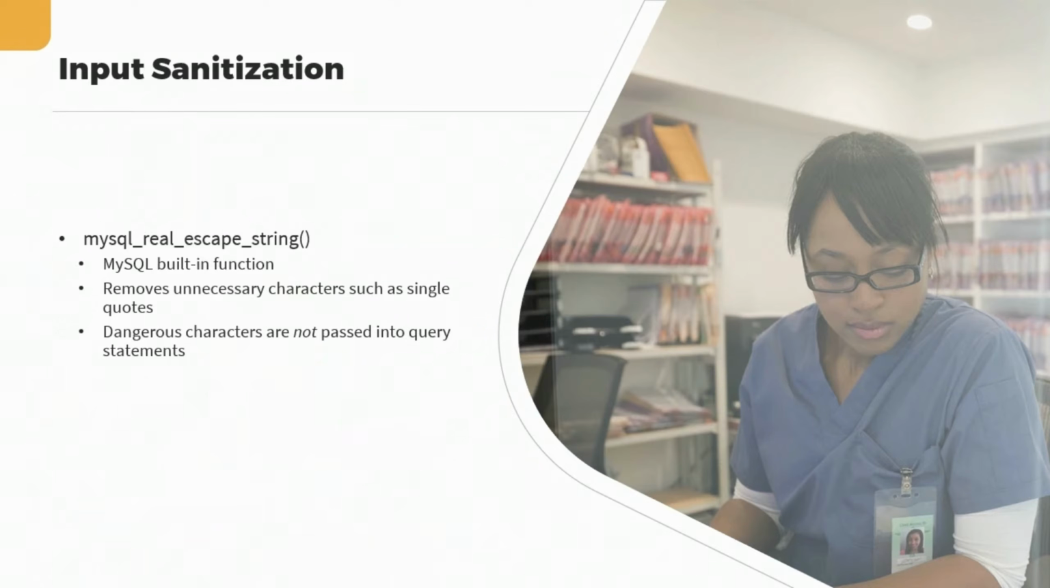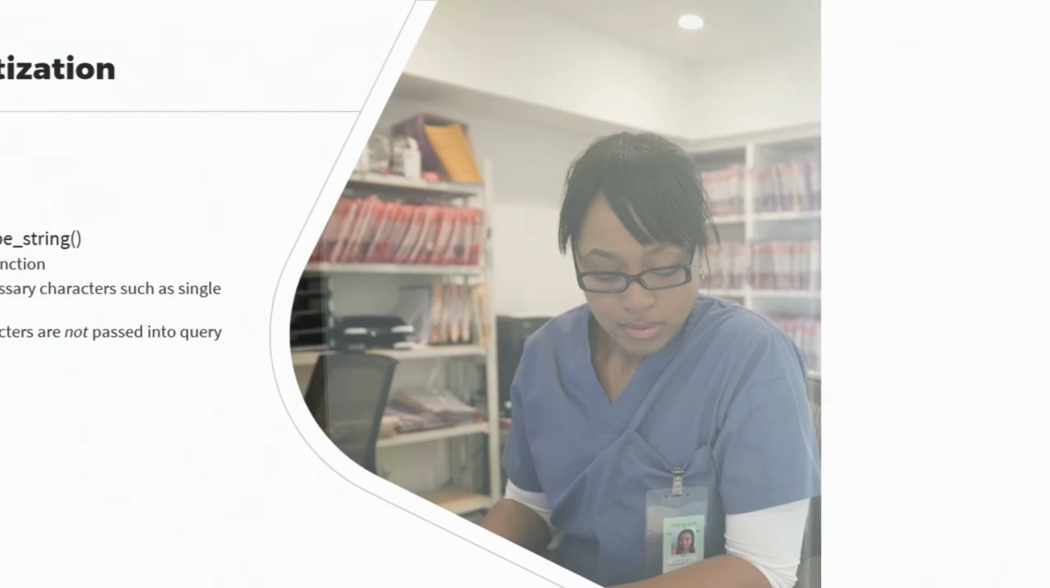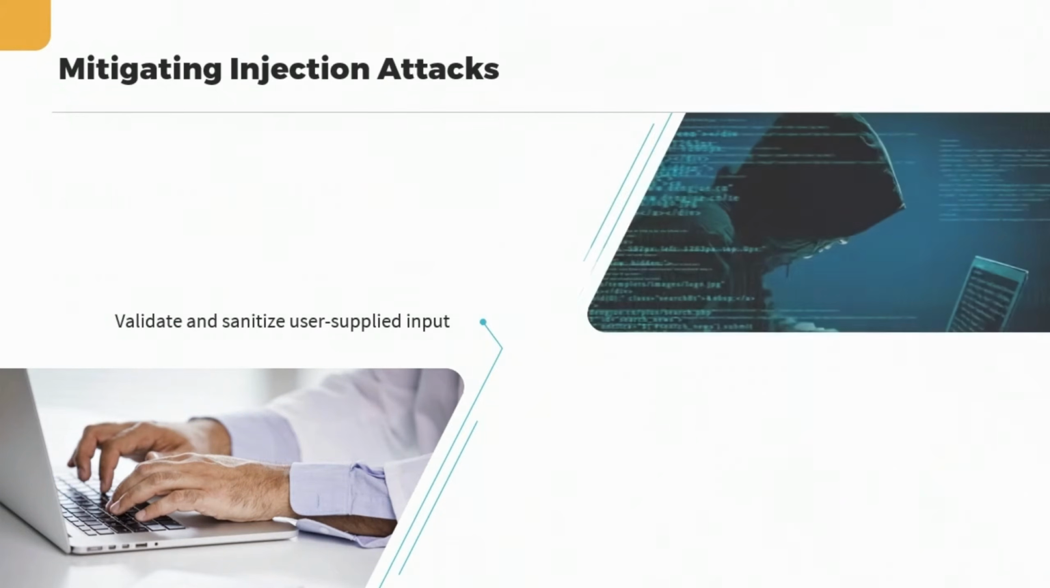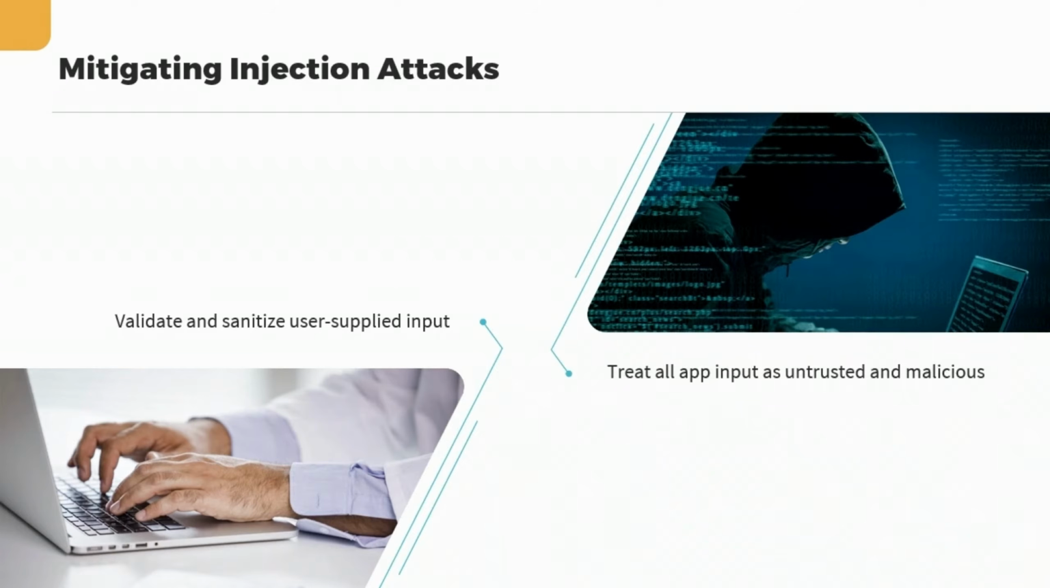So what else can you do to mitigate injection attacks? Well, we know what we should be doing. We should be validating and sanitizing user-supplied input, and we should treat all user input as malicious, even from internal devices used by employees. Now, input validation and sanitization can be done on the client side, such as with JavaScript in a web browser environment, or on the server side.